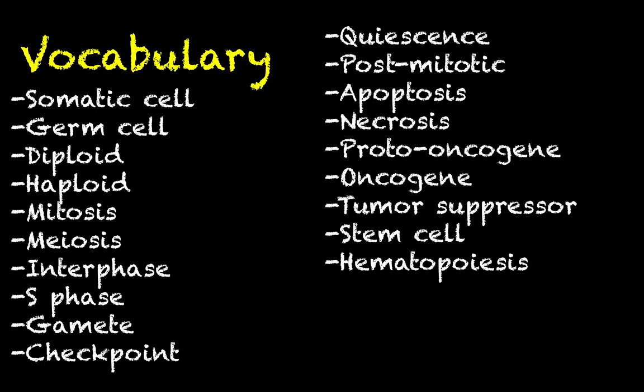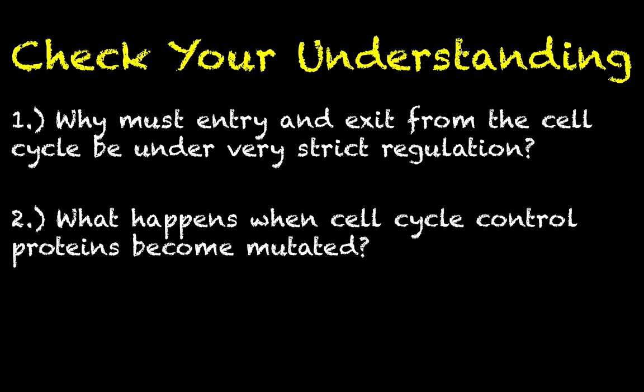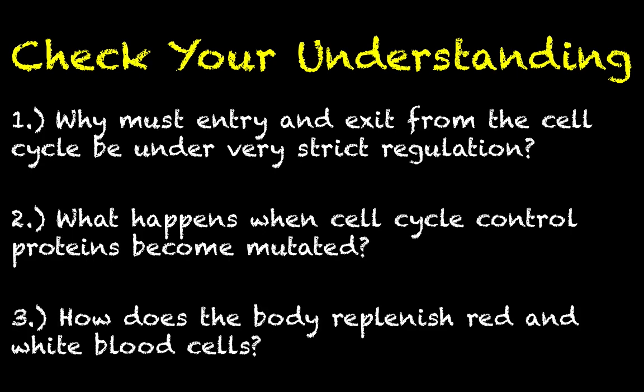Okay, that's going to do it for this video. Here is a list of vocabulary terms you might want to be aware of. And then for checking your understanding, number 1, why must entry and exit from the cell cycle be under very strict regulation? Number 2, what happens when cell cycle control proteins become mutated? And number 3, how does the body replenish red and white blood cells?